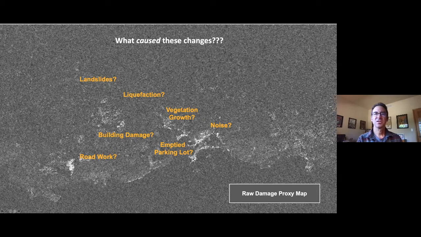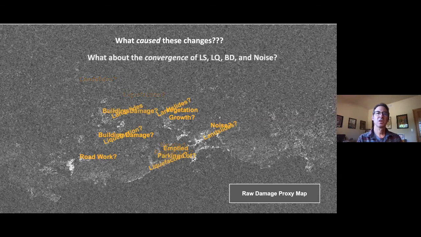It could be change in vegetation, it could be noise, it could be liquefaction, landslides, it could be building damage. What was it? Was it even anthropogenic? Was it people moving from one parking lot and back and taking their cars out? Were there changes in the city? Was there construction going on? So we have to determine what's going on.